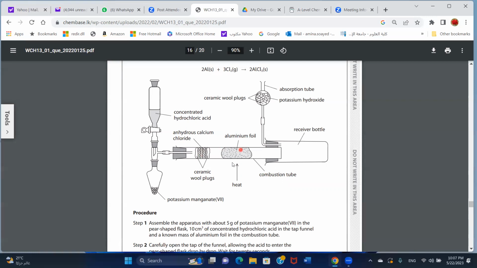So part of the chlorine will react with the aluminum foil to produce the aluminum chloride, and the excess of chlorine can be absorbed by the sodium or the potassium hydroxide to prevent it from escaping into the atmosphere. Yes, excellent. Because the chlorine is acidic and the sodium hydroxide or the potassium hydroxide is basic, so it will absorb it. Okay, excellent.